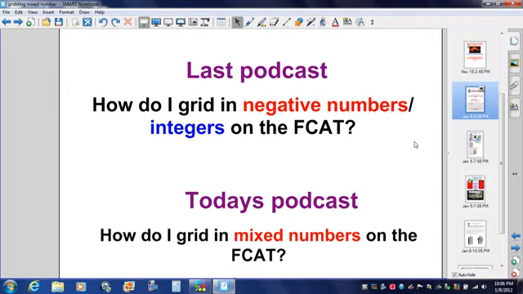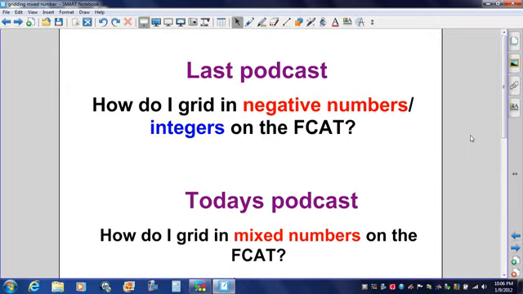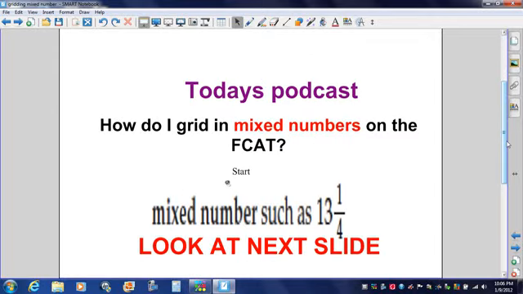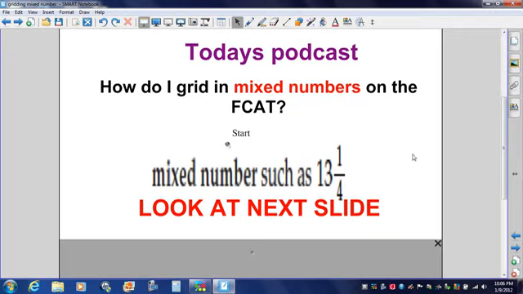All right, in our last podcast, we addressed how to grid in negative numbers or integers. Nice vocabulary. The Bears on the FCAT. For today's podcast, we're going to spend a little bit of time practicing how to grid in mixed numbers on the FCAT. So here we go.